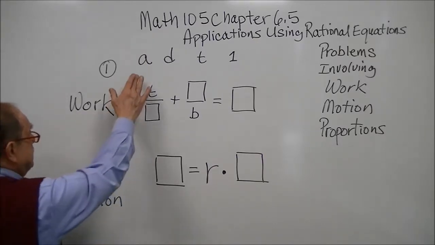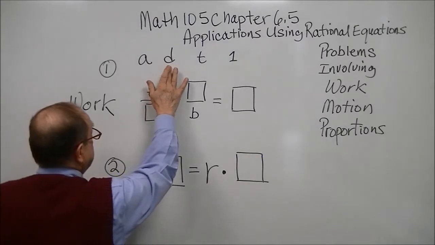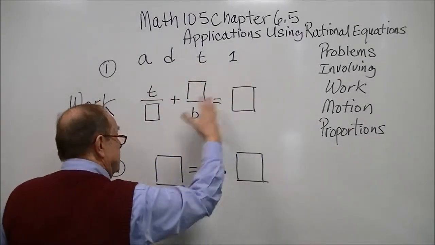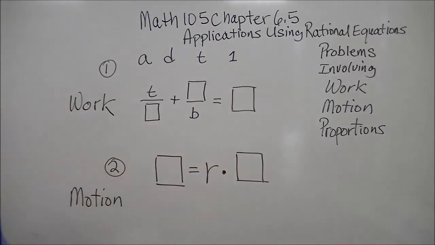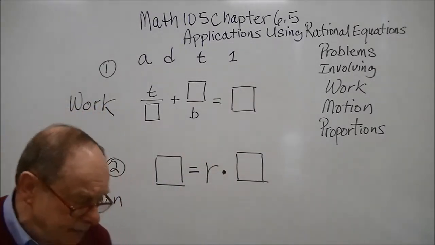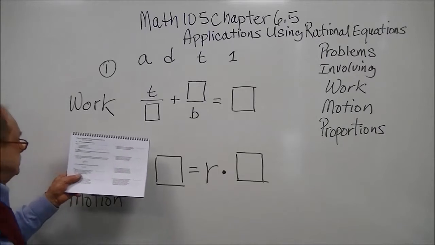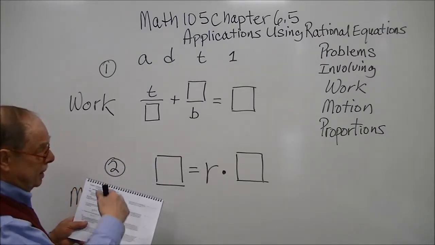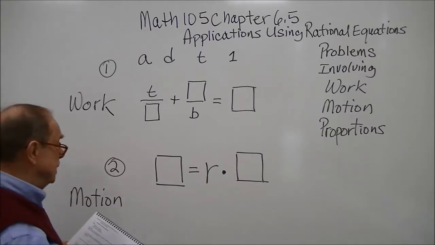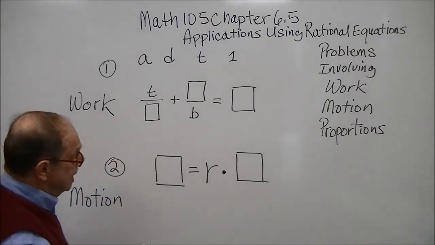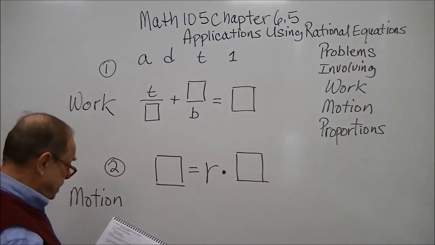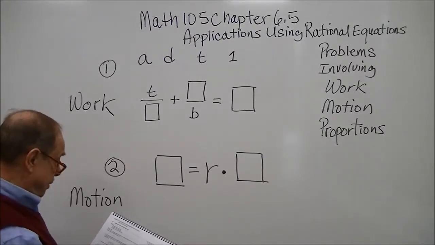And then we have the letters A, D, T, and 1 that are going to fit in here somewhere. Now, as we look at the booklet, it gives you the details, and I'll be putting up some of the major things so that as we go on, you'll be able to tie it into what's written here, but we're not going to write it all.